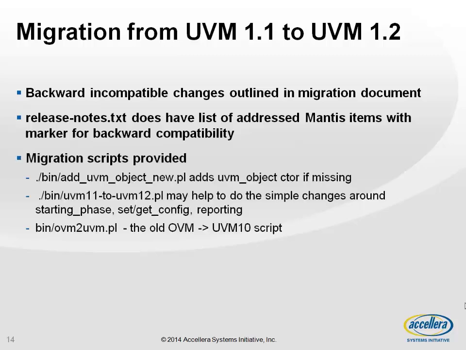And there are basically 3 migration scripts. One is, I already mentioned that, add UVM object new, which is adding the 3 lines of the constructor. We have UVM 1.1 to UVM 1.2, which is attempting to bring UVM 1.1 to a UVM 1.2 code level. And we have the old one, OVM to UVM, which has been renamed. It's now basically going with the same pattern, OVM-to-UVM. It's the old one, if you go from OVM to UVM 1.0.